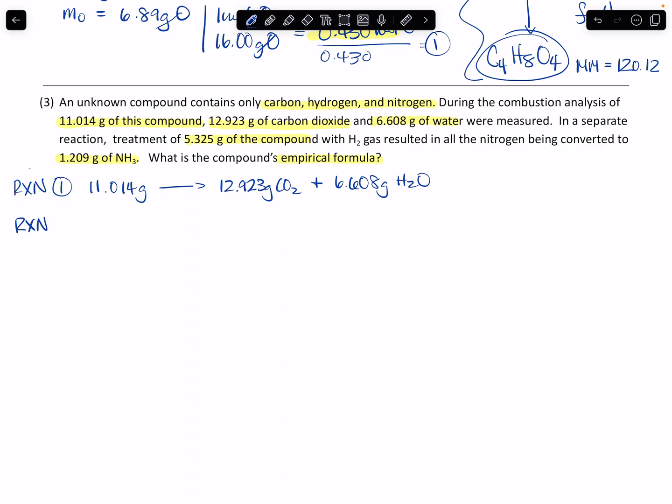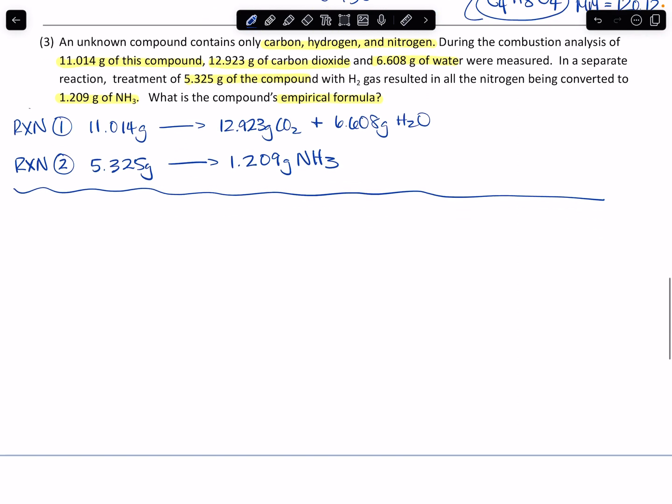Then a second reaction is run. This one doesn't start with the same amount. It starts with 5.325 grams of our compound, and it's reacted differently. Instead, it reacts with hydrogen, and that pushes all of the nitrogen out of our compound into ammonia, where we produce 1.209 grams of ammonia. So this is kind of our situation.